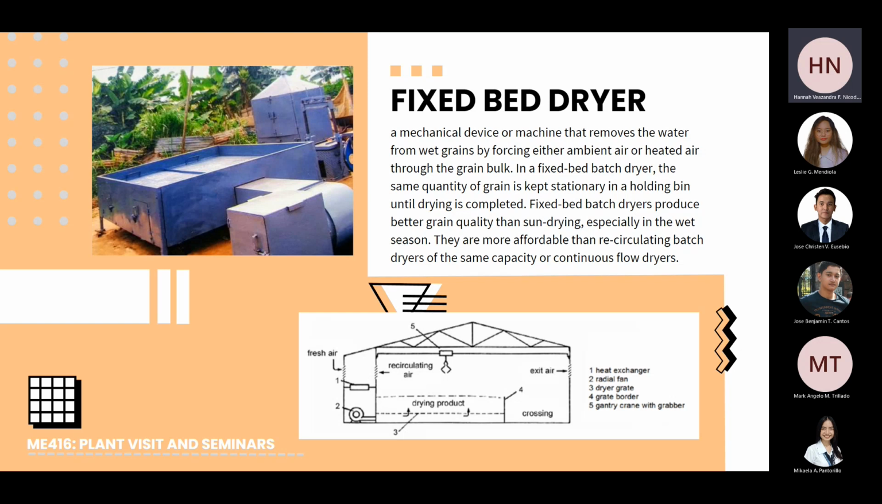They are more affordable than recirculating batch dryers of the same capacity or continuous flow dryers. The most common fixed bed dryers are flatbed dryers, which have a very simple design. Grain is laid out on perforated screen and dried by forcing air from below. The air fan that provides the drying air is usually a simple axial flow fan that is powered by a diesel engine or by an electric motor. A kerosene burner or a biomass stove provides drying heat. The capacity of the dryer varies from 1 to 10 tons. Next po.